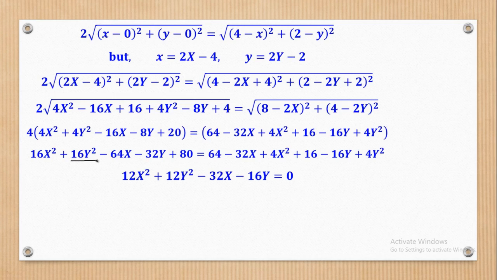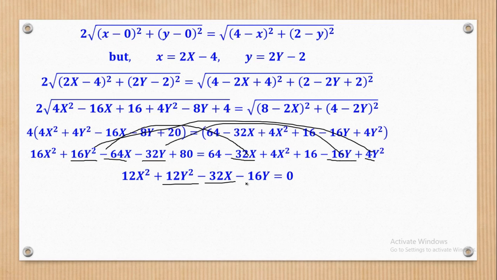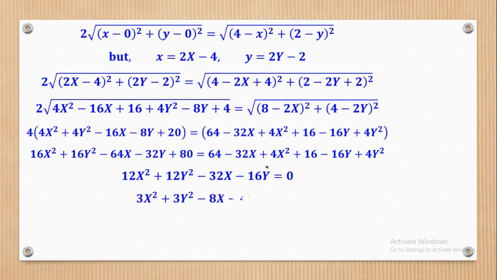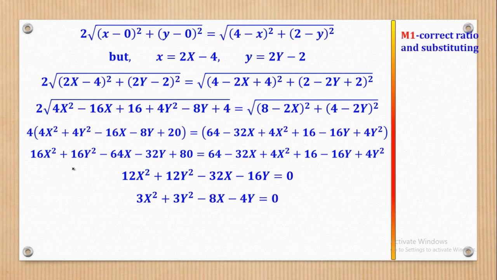What about y squared? For y squared, there is this and there is also this. So when this one goes this side, it becomes 12. Then for x, there is negative 64 here, and there is also negative 32 there. So when this one goes this side, it becomes negative 32. For y, there is negative 32 here and negative 16 here. So when this one goes this side, it becomes negative 16. I can reduce this expression to come up with this, and basically that's what they wanted.